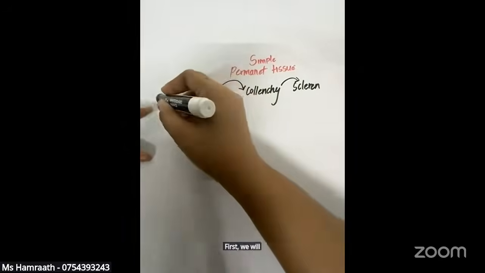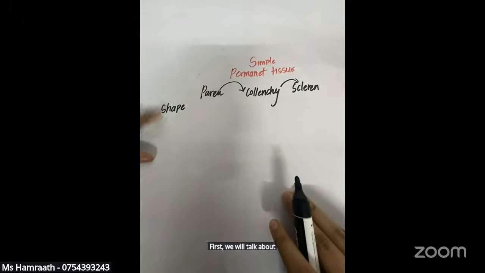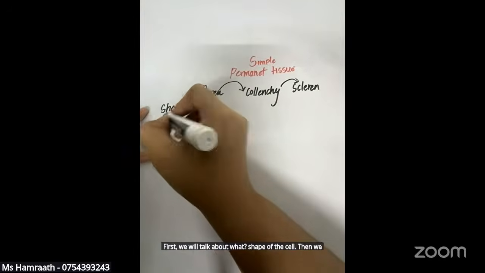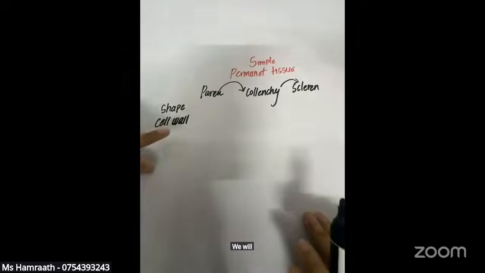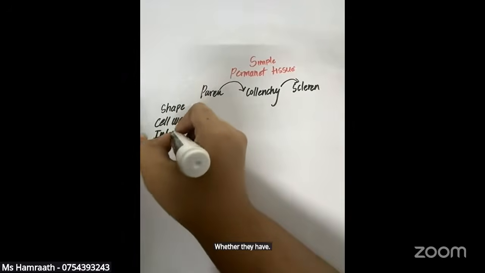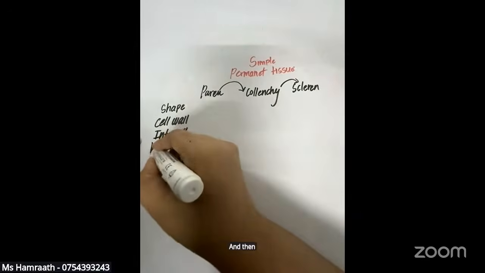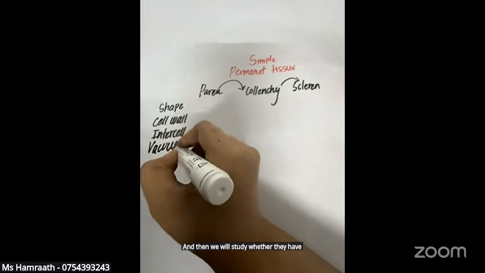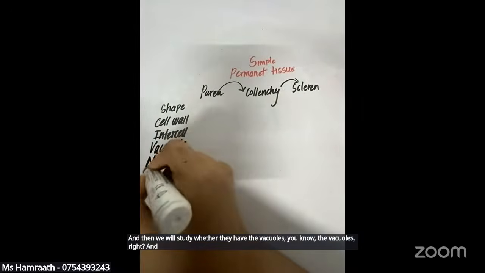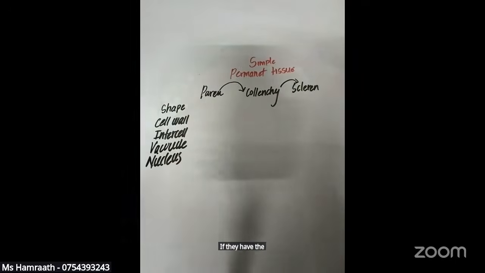So what are the features we are going to discuss? First, the shape of the cell. Then their cell wall. Then whether they have intercellular space between the cells. And then whether they have vacuoles. Well, you know the vacuoles, right? And then we will check whether they have a nucleus. Remember, if a cell has a nucleus, it is a living cell. If it doesn't have a nucleus, we say it's a non-living cell. Keep it in your mind.